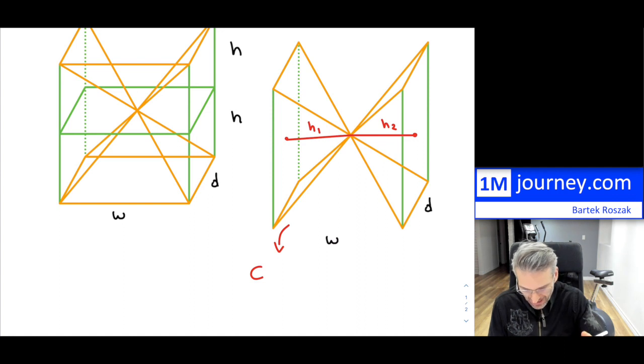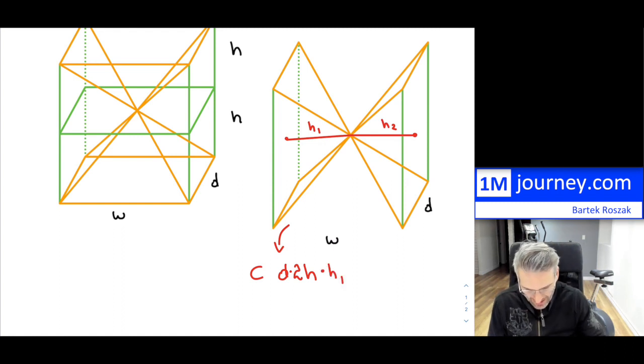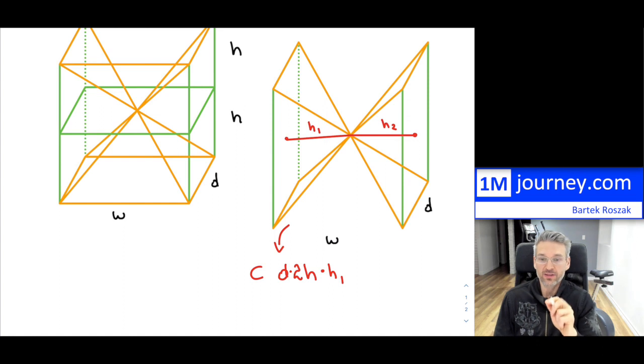Now, its base is going to be the depth multiplied by 2h, and that is this right here. So this right here, and this right here, that is its base. And then multiplied by its height, h1, that is the volume of that. Again, we still don't know what the C is.